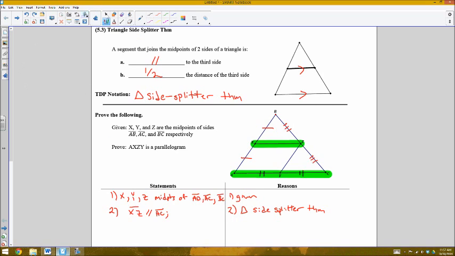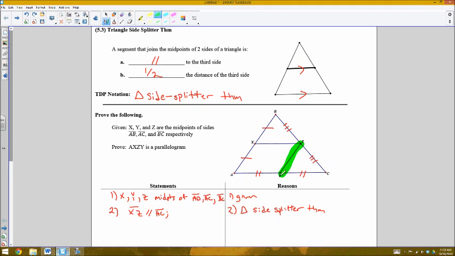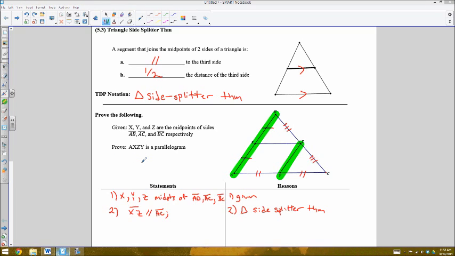At the same time, similarly, I'm going to point out that because segment ZY connects the midpoints of two sides of a triangle, it will also be parallel to the third side by the same theorem, the triangle side splitter theorem. So I can mention that in the same step, that YZ is parallel to AB.